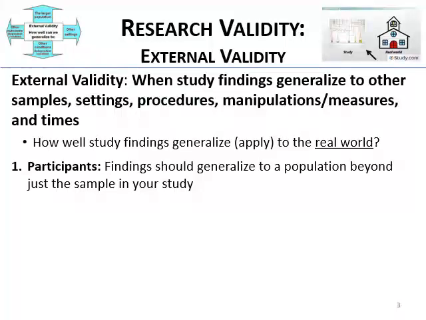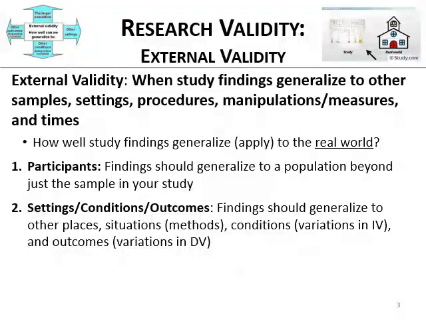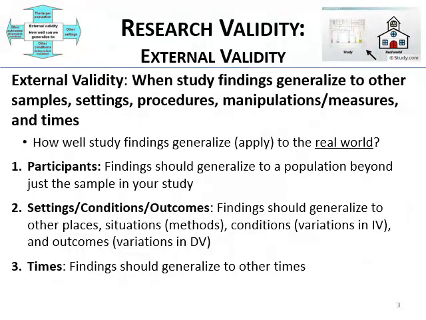And so if your findings are real, so they are a truth you've discovered about human nature, they should generalize to the population beyond just the sample in your study, right? They should also generalize to other places, other situations, so variations in methods, conditions, variations in how you define the IV, and outcomes, that is variations in the DV. So that's setting, conditions, and outcomes. And finally, your findings should generalize, if they're truth, across times. So it should be more than just the people at one time. It should generalize to the past and the future.